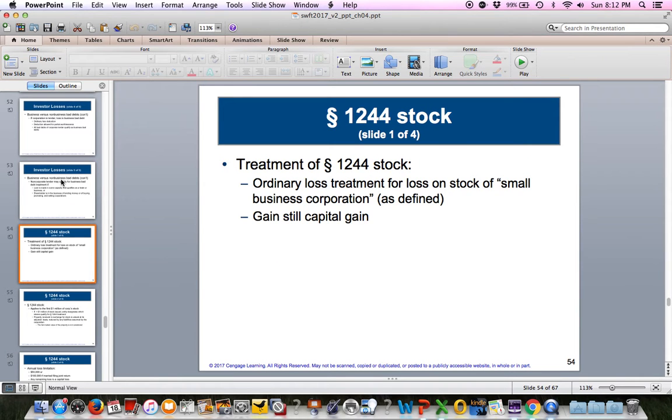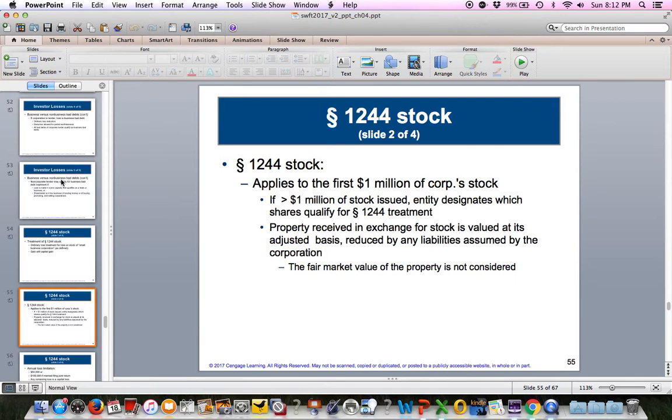Okay, treatment of Section 1244 stock. Ordinary loss treatment for loss on stock of a small business corporation. The gain is still a capital gain. 1244 stock applies to the first $1 million of the corporation's equity, of their stock I should say. If greater than $1 million of stock is issued, the entity designates which shares qualify for the 1244 treatment. Property received in exchange for stock is valued at its adjusted basis, reduced by any liabilities assumed by the corporation.